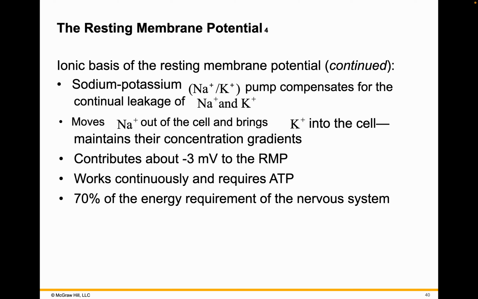There is a sodium-potassium pump that compensates for the continual leakage of sodium and potassium. It causes sodium to move out of the cell and brings potassium into the cell, maintaining their concentration gradients and about -70 millivolts of the resting membrane potential. And it works continuously, but it also requires ATP to function. About 70% of the energy requirement of the nervous system is for this sodium-potassium pump.